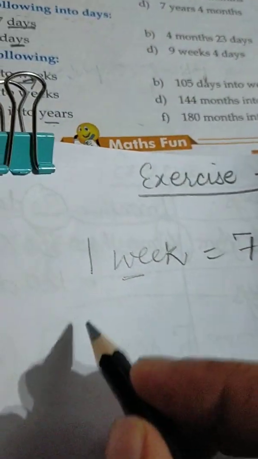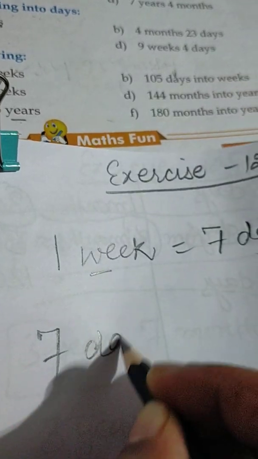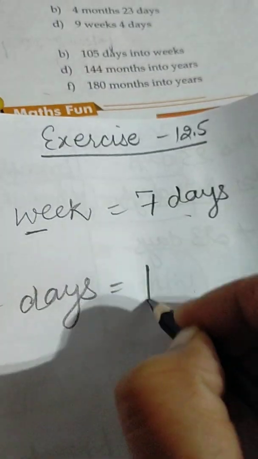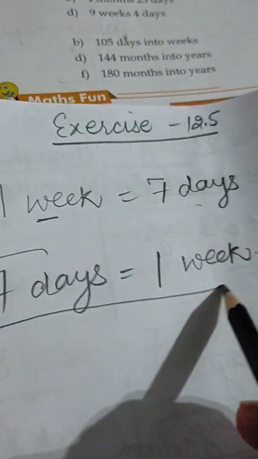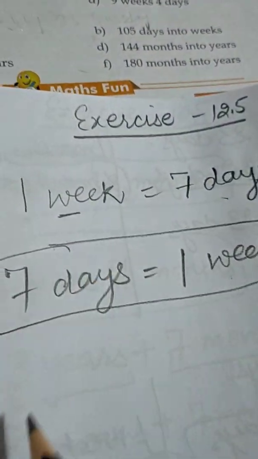So this statement we will write oppositely. How we will write? We will write 7 days is equal to 1 week. We will write like this. Yes, and using this we will do the sums. See how we will do the sum.